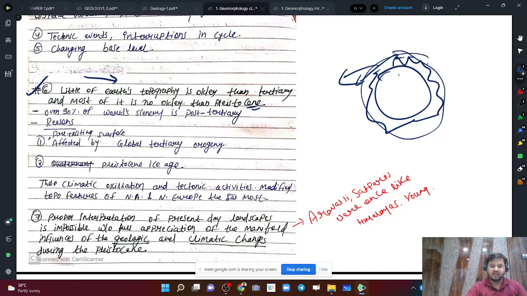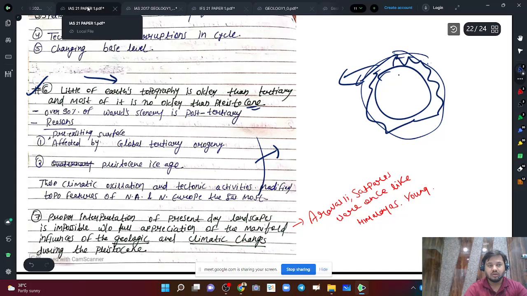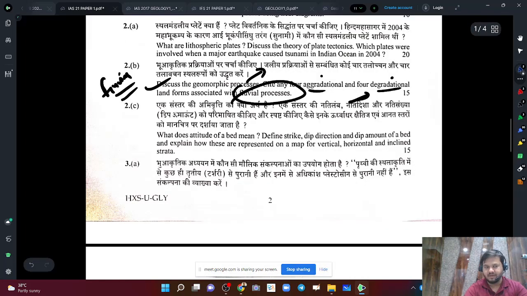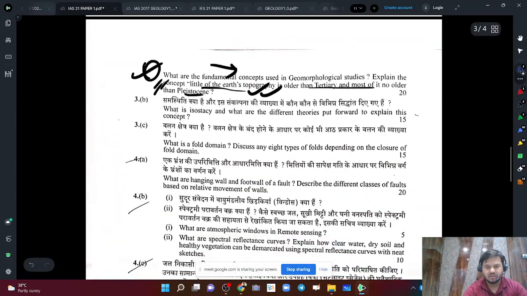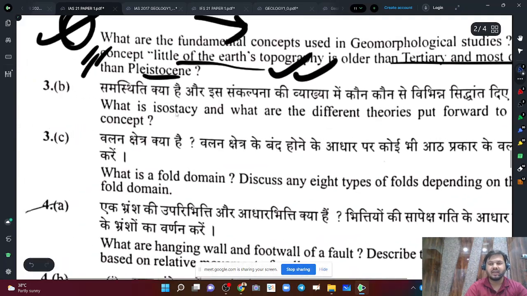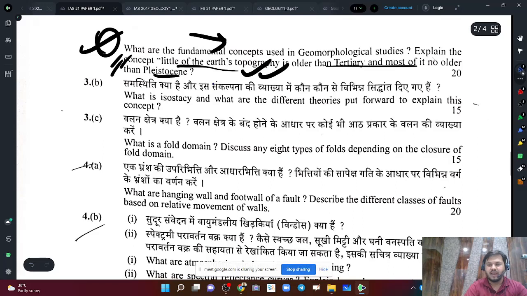So see, I have written it in my handwritten notes, and I have given examples also. In the 2021 civil services exam, this was asked. See this paper. This is this year's paper, and I think in this year's paper itself they asked a question. If not this, maybe in the forest services. Now see this question, third A: explain the concept that little of Earth's topography is older than Tertiary, and most of it is no older than Pleistocene.